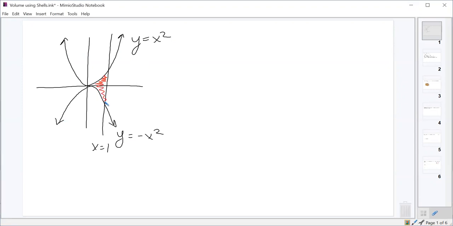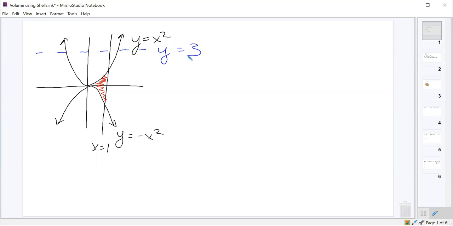Everybody good with that? Everybody comfortable with that being the region that we're going to spend a little bit of time investigating today? Good. Okay, wonderful. We're going to revolve that region around the line y equals 3. Everybody good with that?